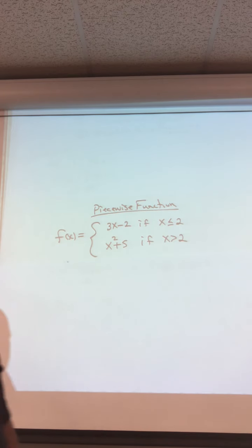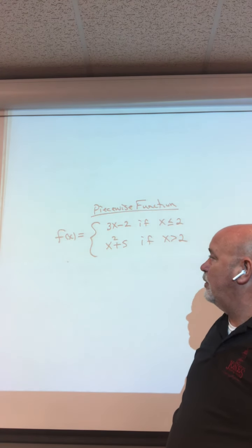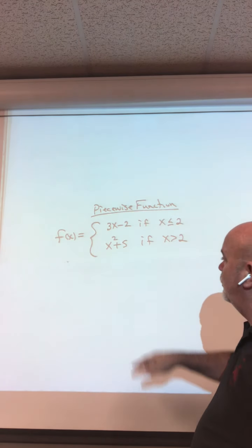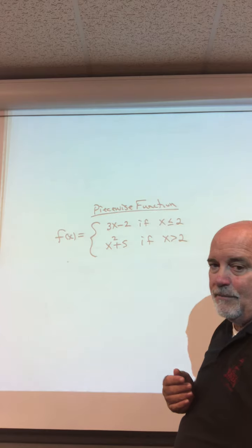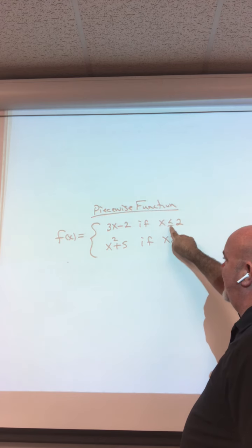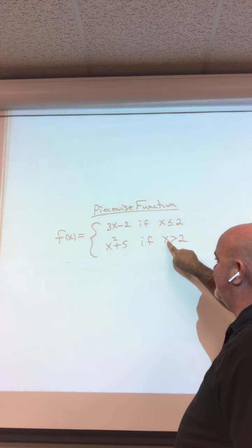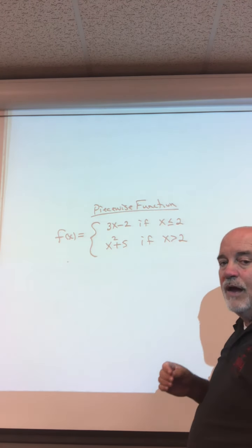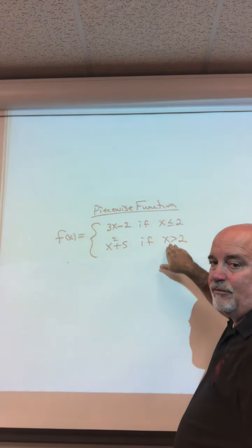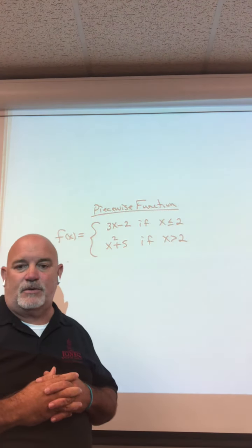All right, so this problem has 2 different pieces to it. Now, what decides whether we're talking about the top piece or the bottom piece depends upon what x values you're looking at. Look at what comes after the if right here: if x is less than or equal to 2. Now look at what comes after this if statement: if x is bigger than 2. What do you notice about the statement that comes after this if and the statement that comes after this if? Do you notice that they represent an opposite set of numbers?